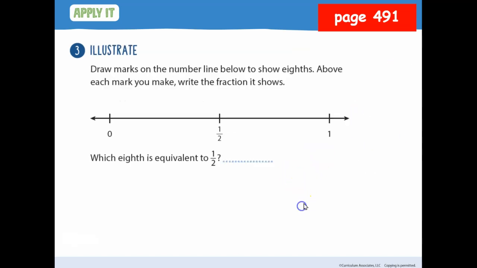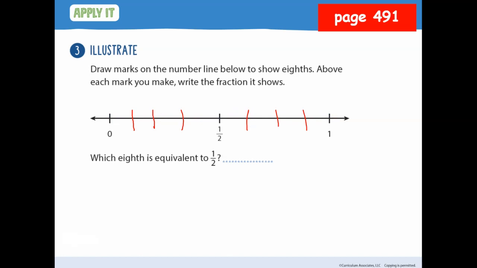Now look at this one. It says draw markers on the number line below to show eighths. So if it says eighths, how many sections am I going to need? 8 of them, right? I already have half. Then cut this in half. That's 4 sections. So whatever I'm doing, you're doing. Let's see, did I make eighths? 1, 2, 3, 4, 5, 6, 7, 8. Yes, I did.